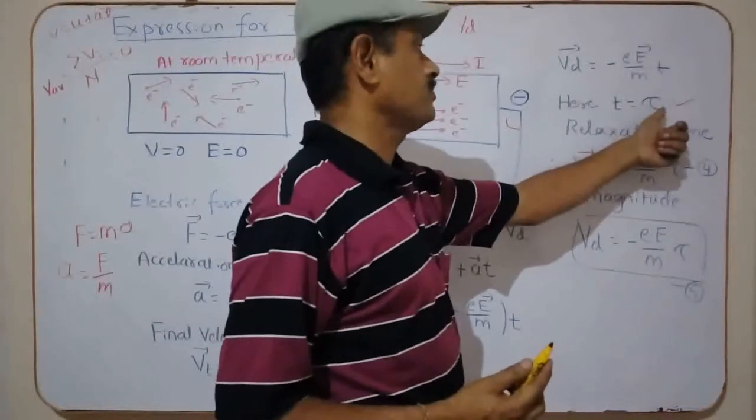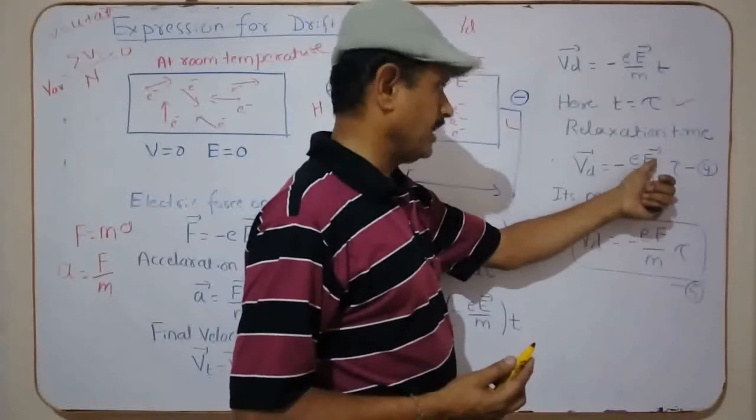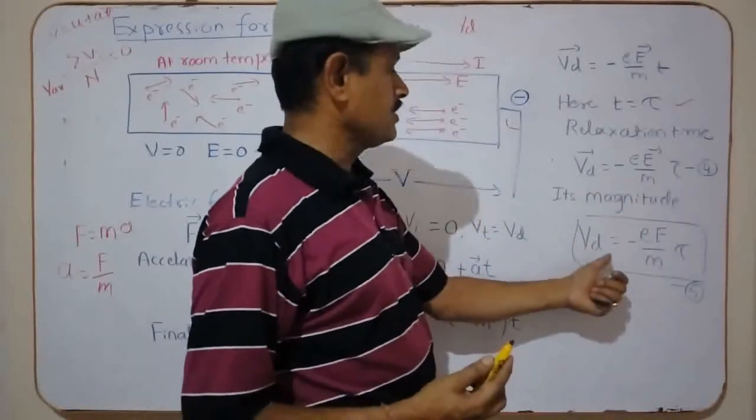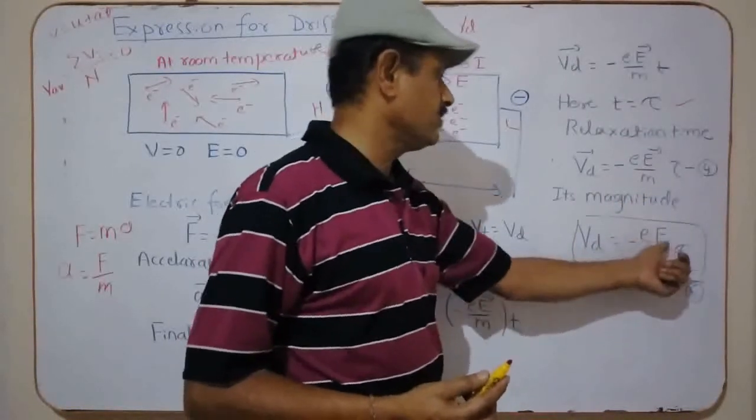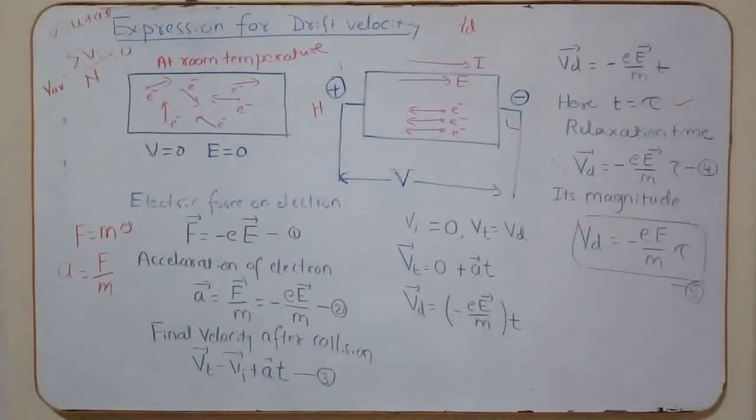At that time, substitute tau: vd is equal to minus e into E divided by m into tau. Then drift velocity, its magnitude is e into E divided by m into tau. That is said to be the expression for the drift velocity. It is a very important derivation. Asked in the examination for 3 marks, and afterwards in a test paper each and every day you have to give. The question is: obtain the expression for the drift velocity and derive this expression. It is equal to minus e into E divided by m into tau.